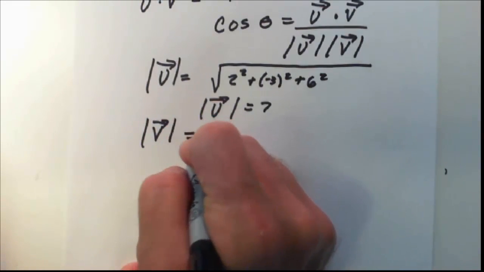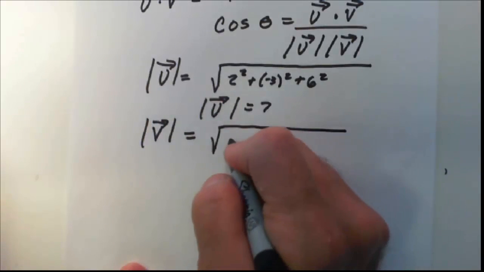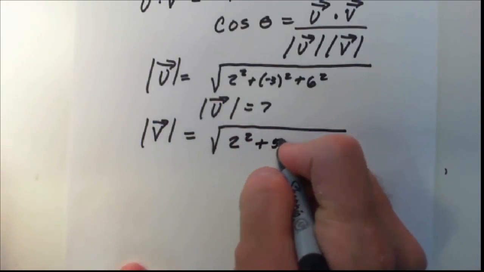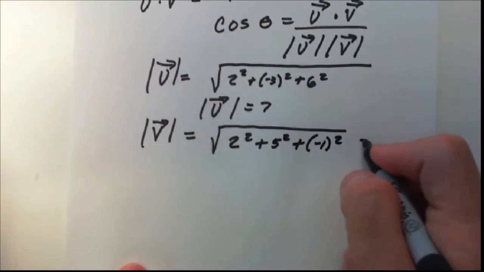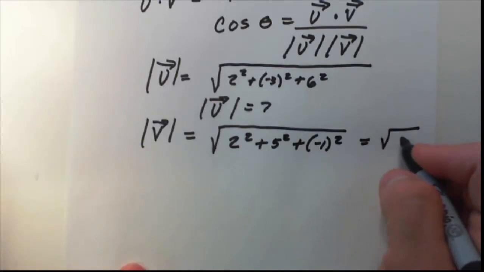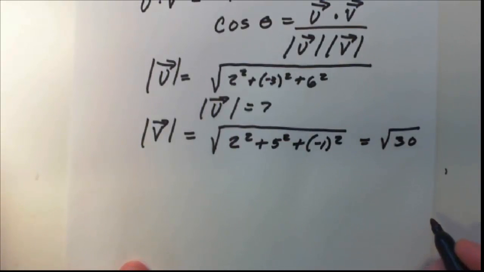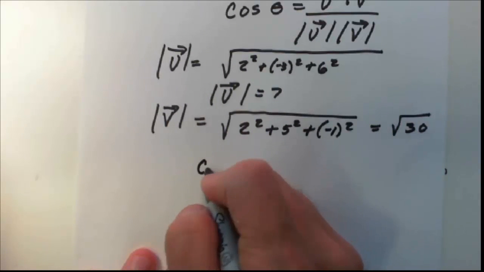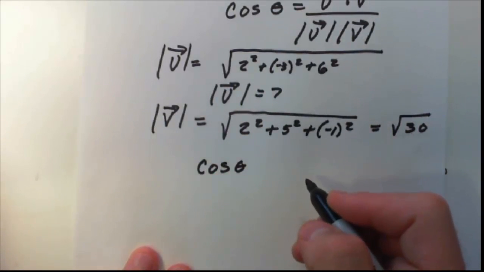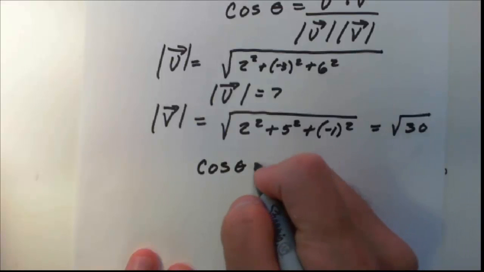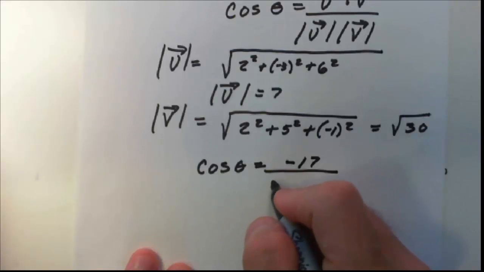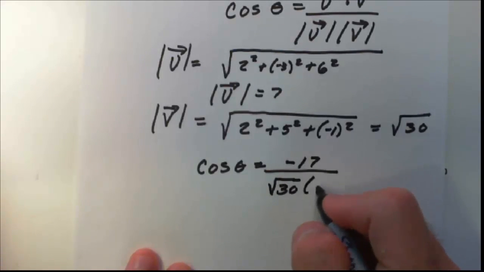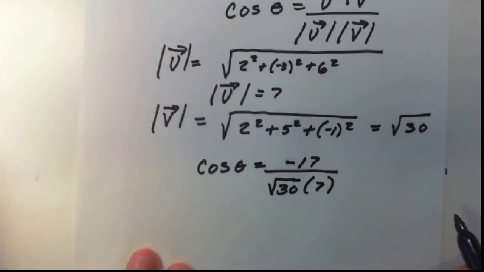Okay, we do the same thing for v. The magnitude of v is going to equal the square root of 2 squared plus 5 squared plus negative 1 squared. And if we add those up, we'll get the square root of 30. All right, so let's write our equation down: the cosine of theta, theta being the angle between the two vectors, is going to equal the dot product, which we said was negative 17. We're going to divide that by the square root of 30, and we'll multiply that by 7. I can have these switched, but it makes no difference.